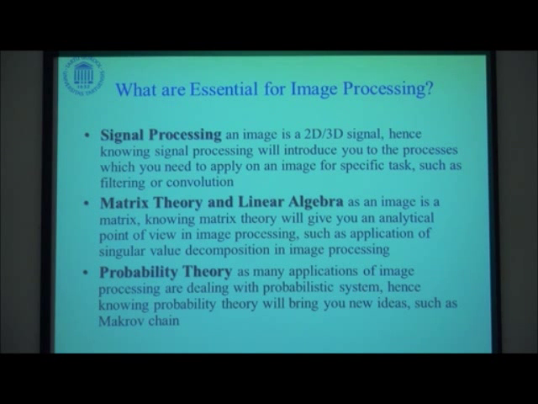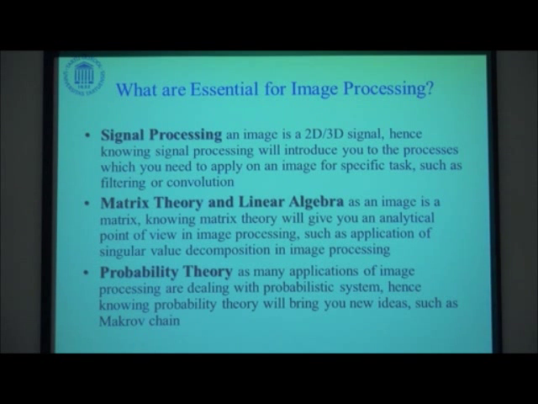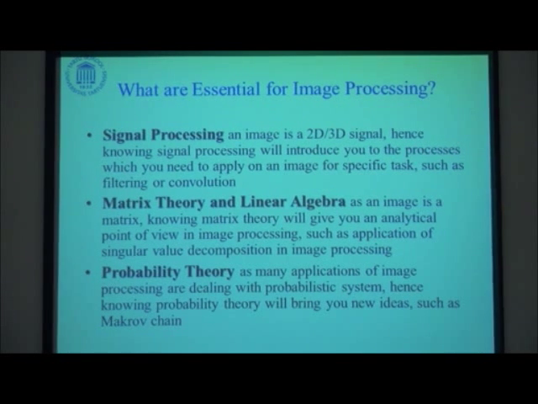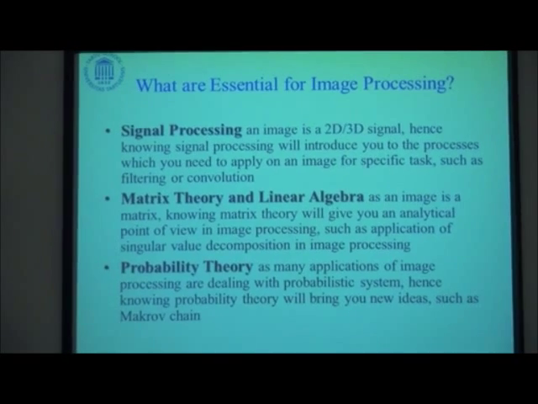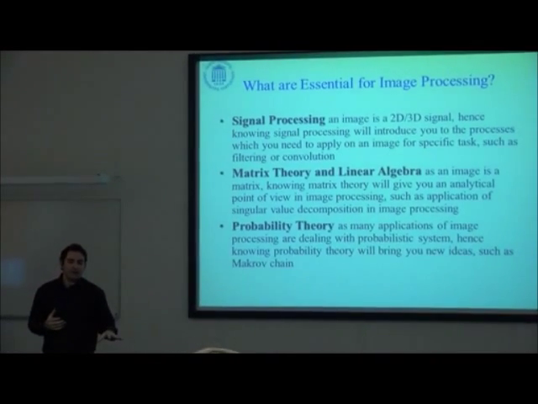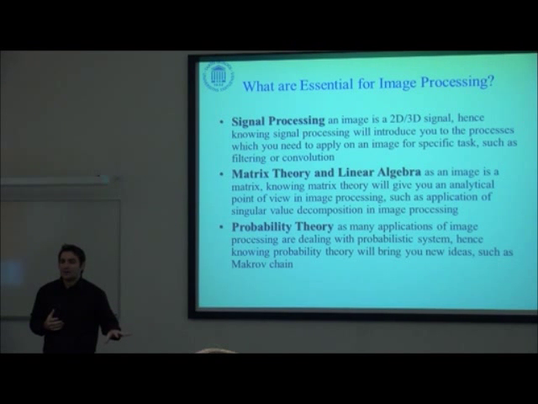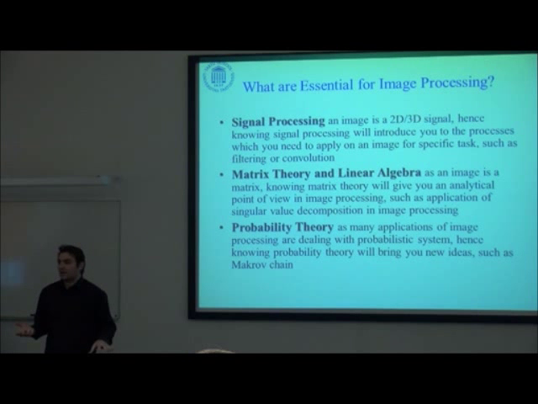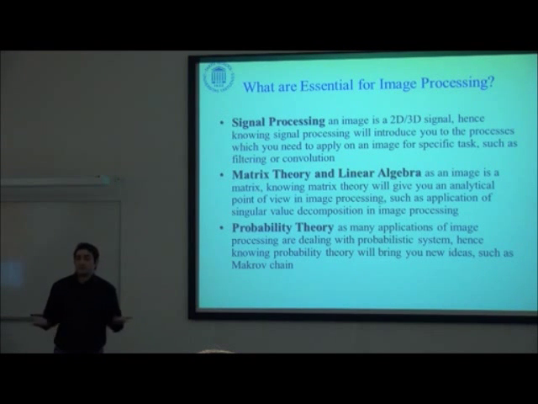And also probability theory and stochastics. Well, the image is not very random. But the system that uses that image usually works with probability. So knowing probability means you can handle an image and do a process on an image very well. For instance, in super resolution, we can use the Markov chain, which is very well known in probability theory.